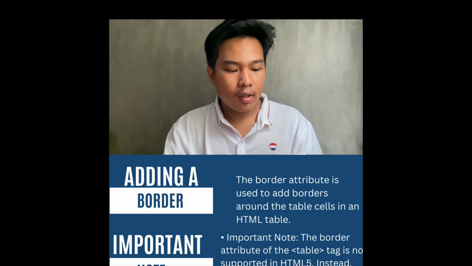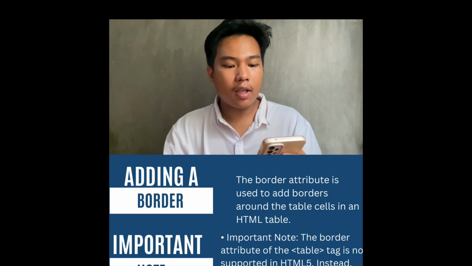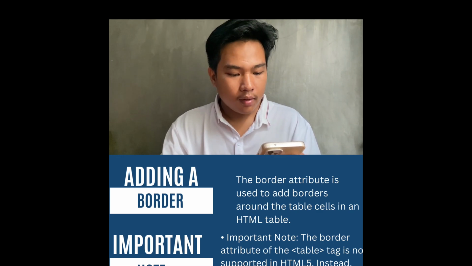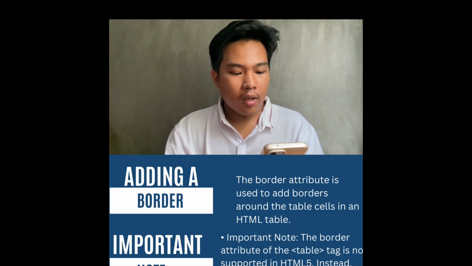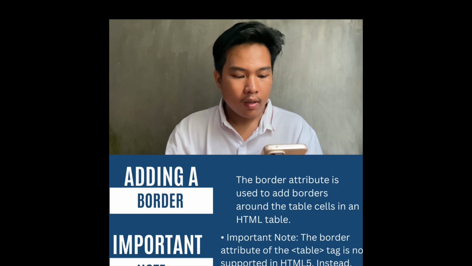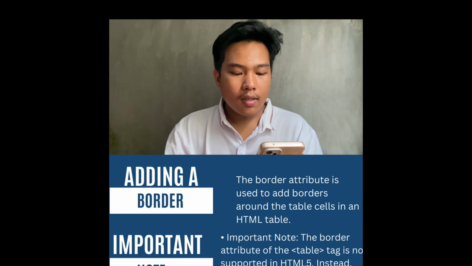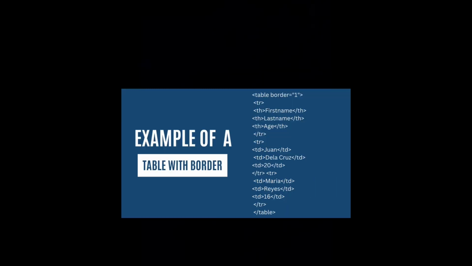Adding a border. The border attribute is used to add borders around the table cells in an HTML table. Important note: the border attribute of the table tag is not supported in HTML5. Instead, CSS should be used to apply borders. Example: <table border="1">.